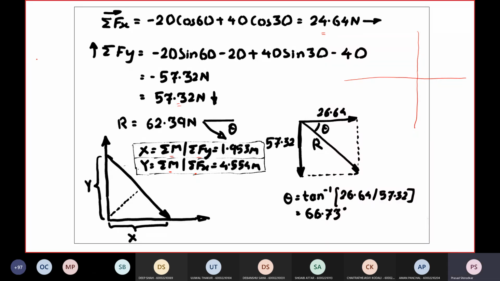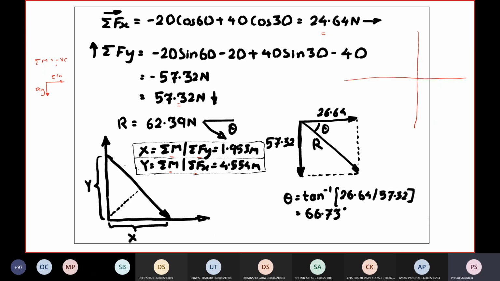Now suppose summation m, whatever we have got, suppose that is negative. All the other things remaining same. These all things are same. This is summation fx, summation fy. Now where will you place the resultant in this case?